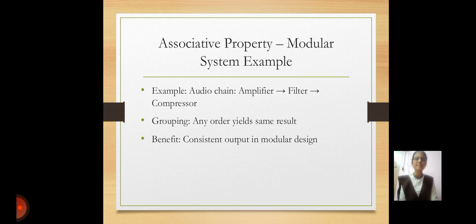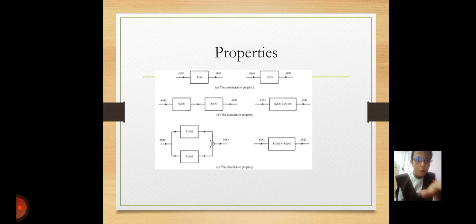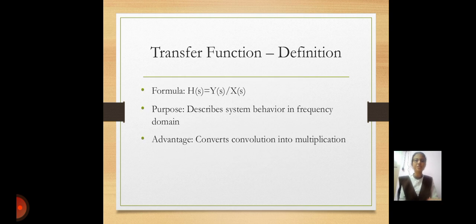Next thing is the transfer function. These are the block diagrams of the properties. The first one is the commutative property, the second one is the associative property, and the third one is the distributive property. These are the block diagrams of the properties. Next thing is the transfer function.